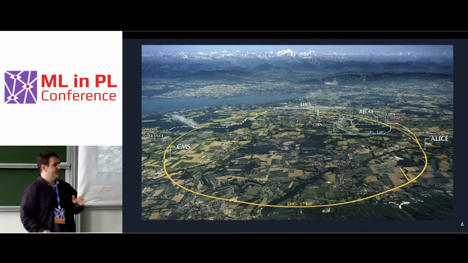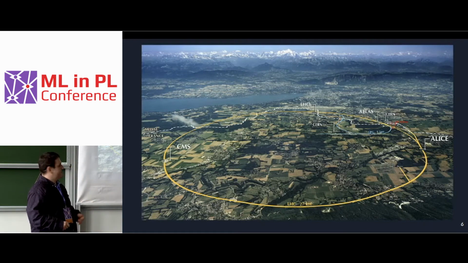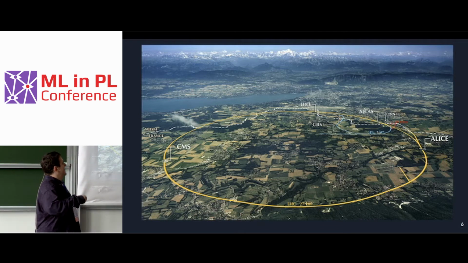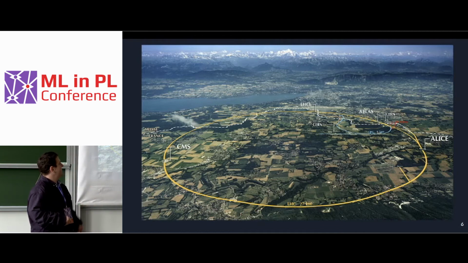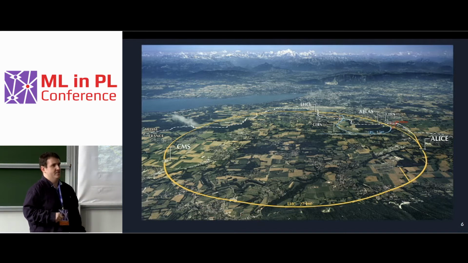Let me show you a couple of pictures of how our accelerator system works. This accelerator system is built from multiple stages, but the last one is called the LHC, the Large Hadron Collider. You have probably heard about it. It has a length of 27 kilometers. It is located on the border of Switzerland and France, very close to Geneva, a very nice region. The Alps are there.